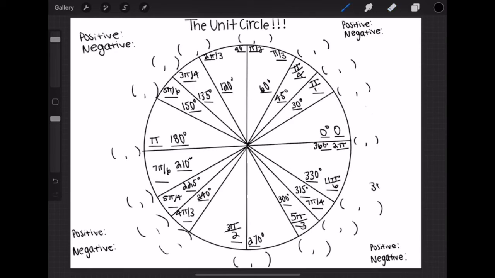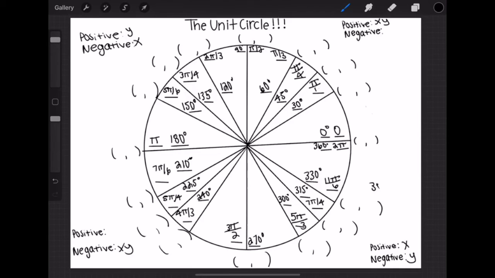So here, both x and y are positive. Here, y is positive, x is negative. And then here, both x and y are negative. And here, x is positive, y is negative. And as you can see, it's literally just the same thing as a graph. So now I'll fill out the points, and then I'll give you ways to memorize it.